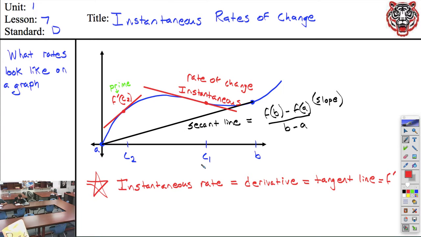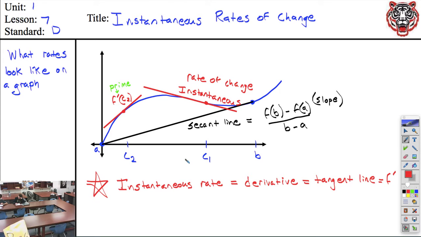So instantaneous rate is the label that we give it. The derivative is the symbolic way of saying what we are doing. This is the symbolic version, f prime, and the tangent line is the graphical representation. All of these things, taking the derivative, finding this tangent line, that's what we're doing.